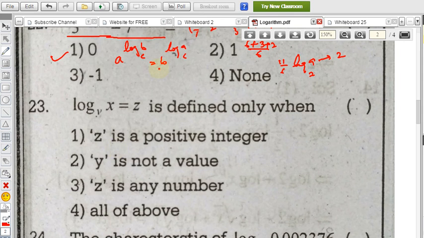And log x to the base y is equal to z is defined only when z is a positive number and y is not a value, z is any number. All the above. Because y power x is equal to z, z is positive. Y is just the base. Only z should be a positive number. All the above.